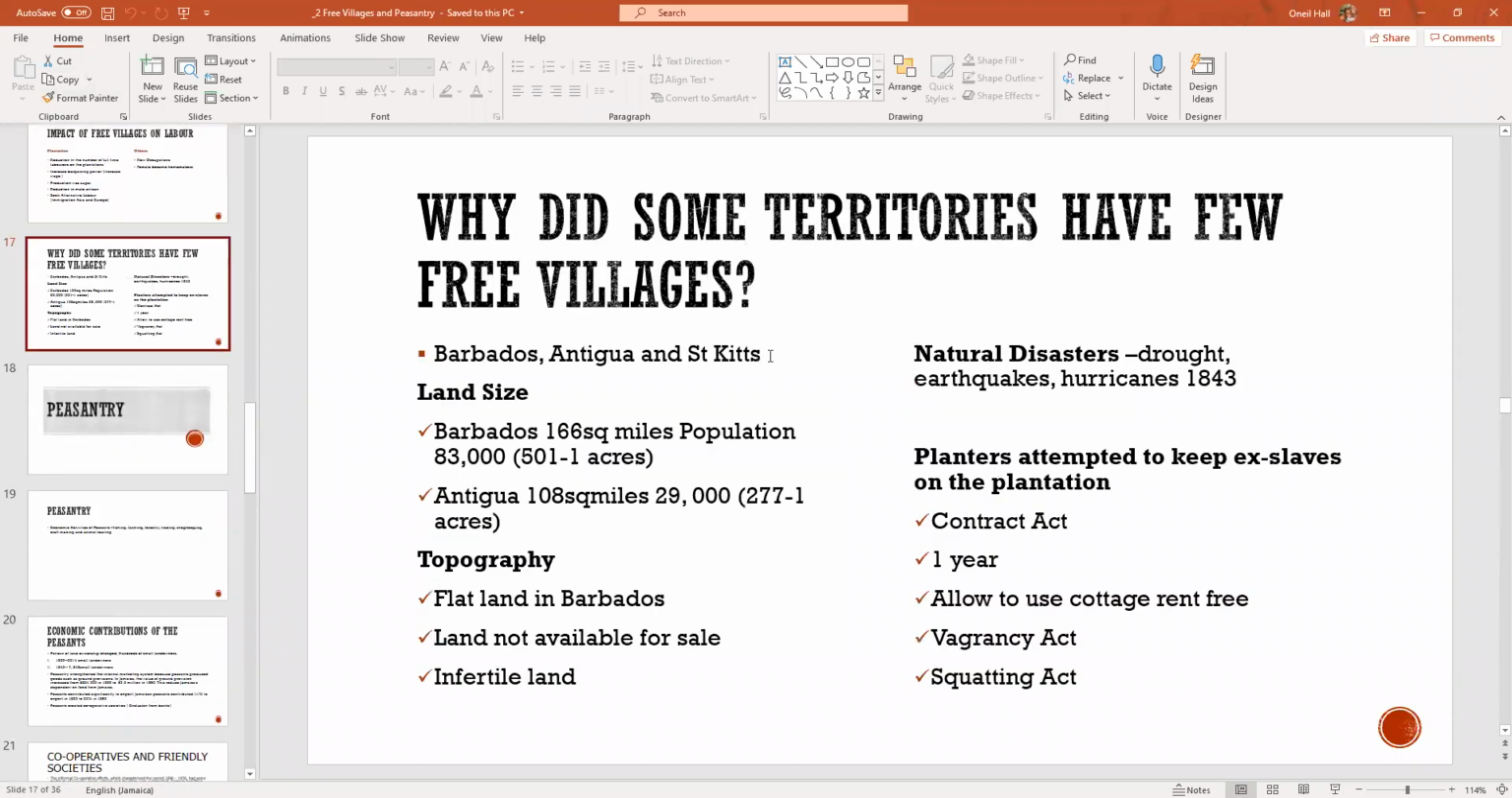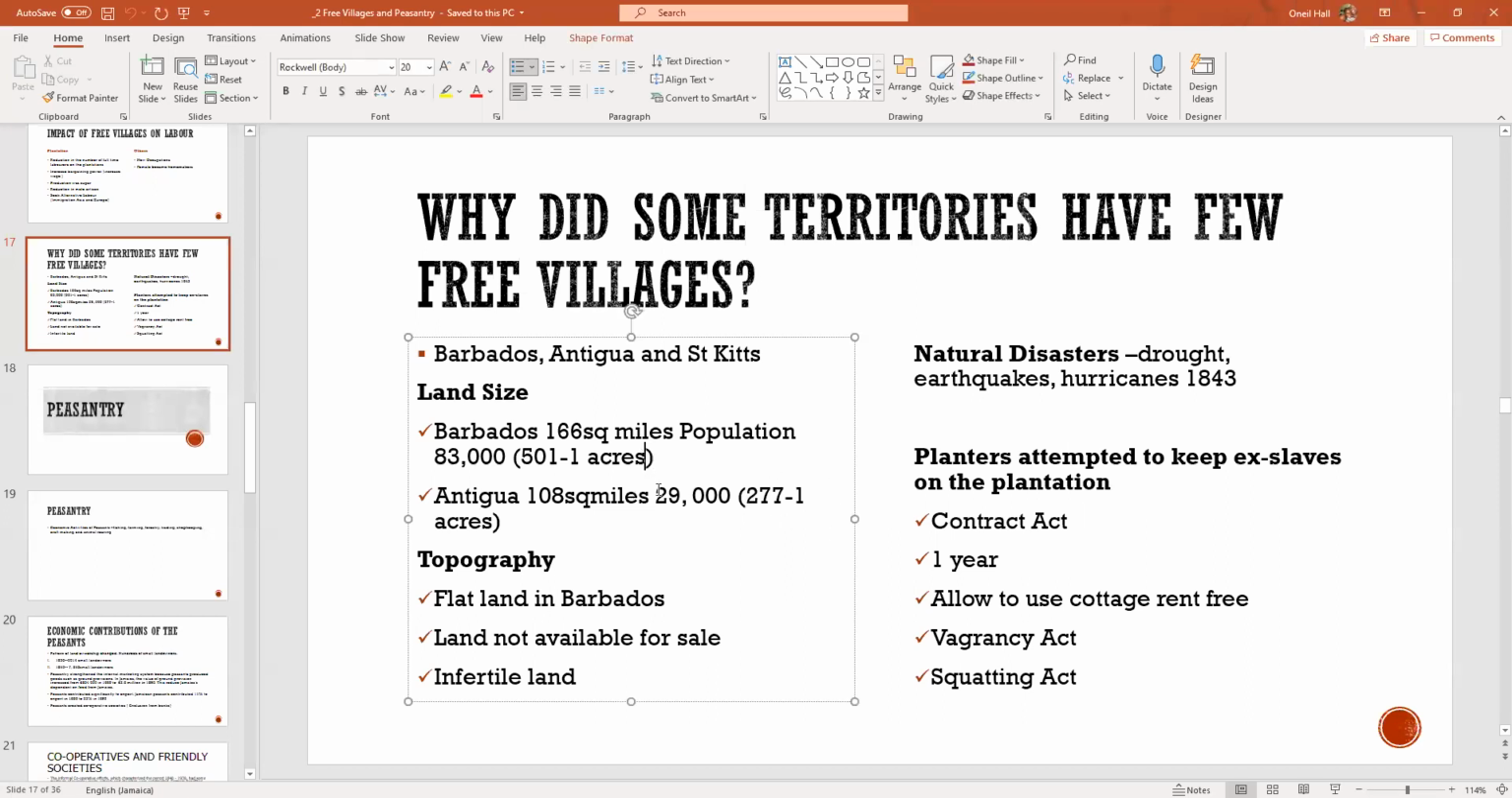Now, a very important question that they ask in the exam is, why did some territories have few free villages? We know that countries like Jamaica, Trinidad, and Guyana had a lot of free villages, but places like Barbados, Antigua, and St. Kitts had few free villages. One reason was land size. These territories were already overpopulated. For example, Barbados's land size was 166 square miles and the population was 83,000, so that was 501 persons to every square mile. In Antigua, 108 square miles and a population of 29,000, that was 277 persons to every square mile.